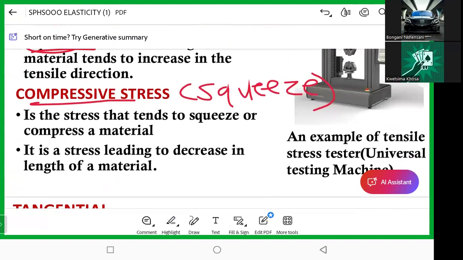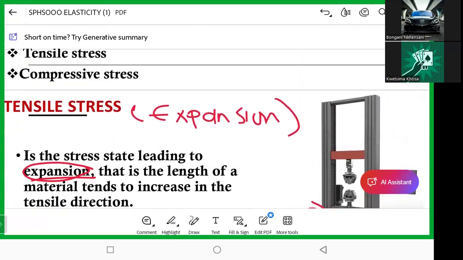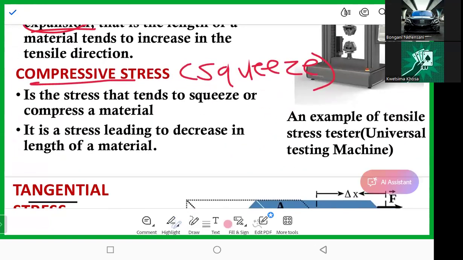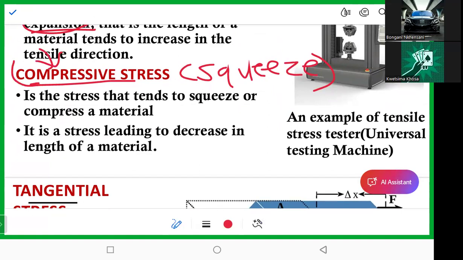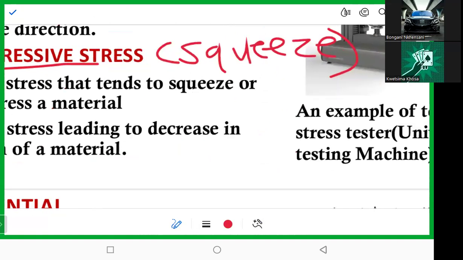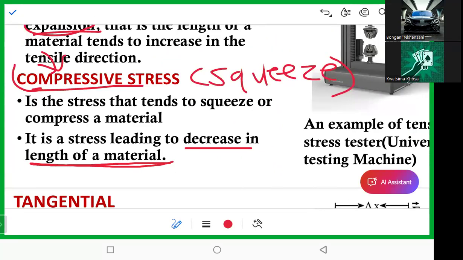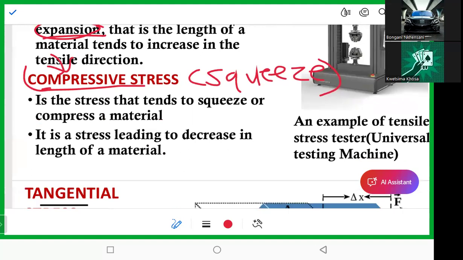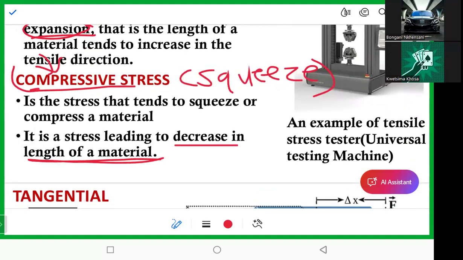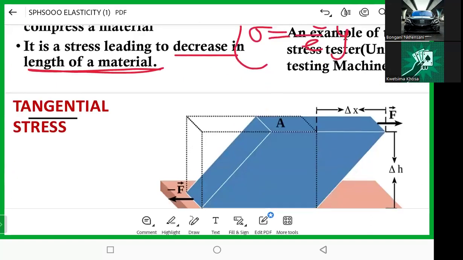It is a stress leading to the decrease in the length of a material. So you guys will have to check if there is a formula for compressive stress. But I think if it's there, since it's talking about the length of the material, it will change. So it's probably going to be sigma equal to change in L over L, right? It might be this one, but you must go and check that.